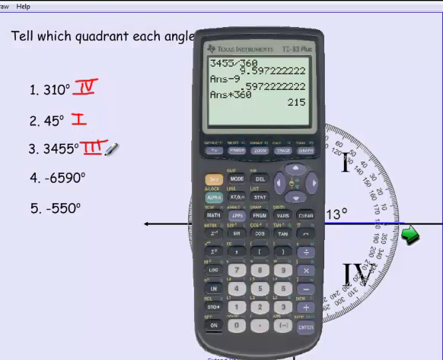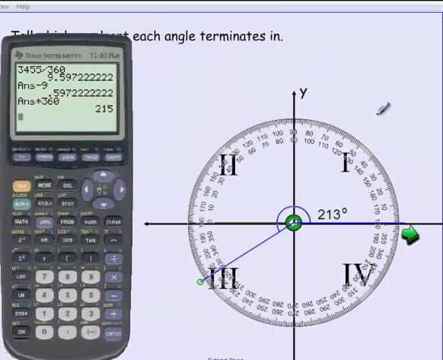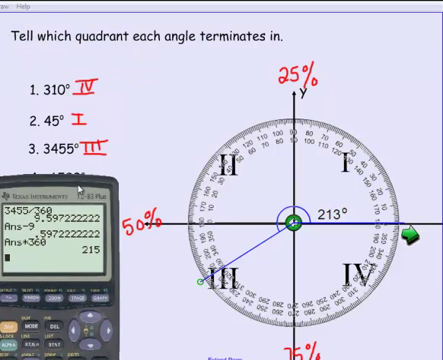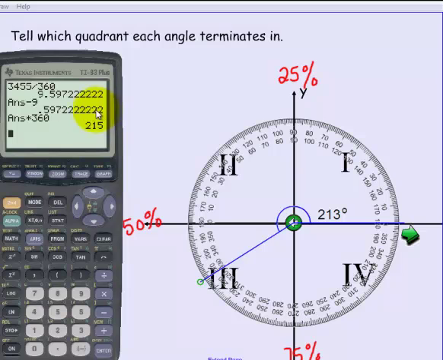Or I can just look at my quadrants as quarters. This is 25%. This is 50%. This is 75%. And then this would be 100%. So up to here is 25%, up to here is 50%, and up to here is 75%. So this is roughly 60%. So where would 60% be? Well, it would be over here, between 50% and 75%, quadrant 3.